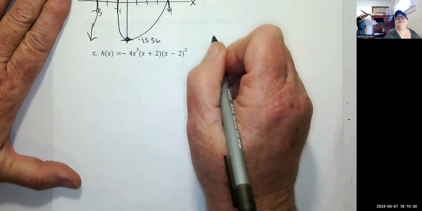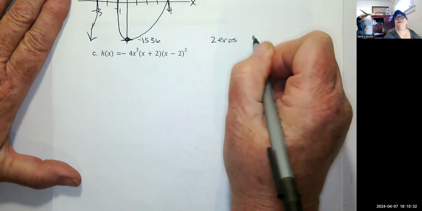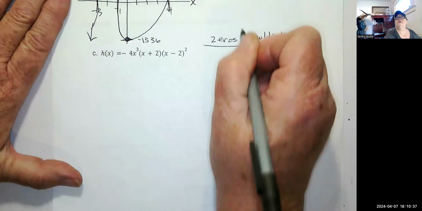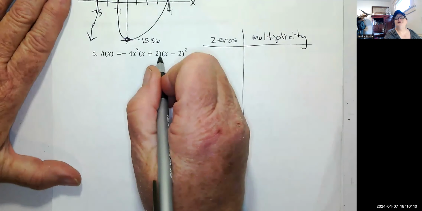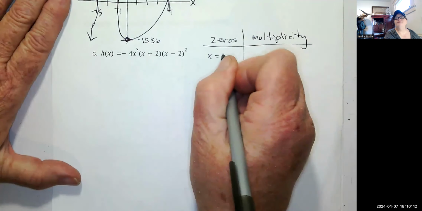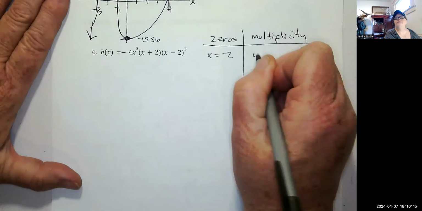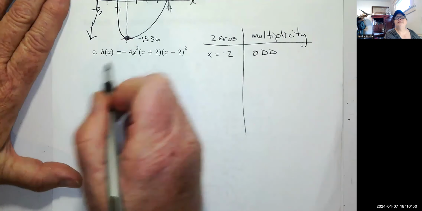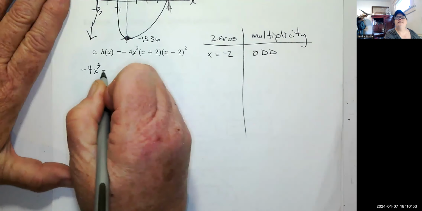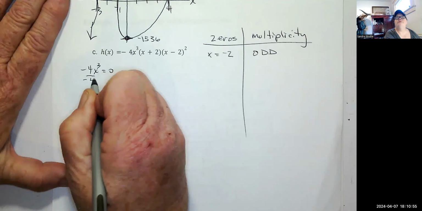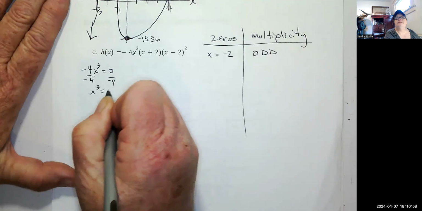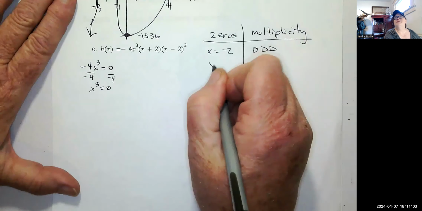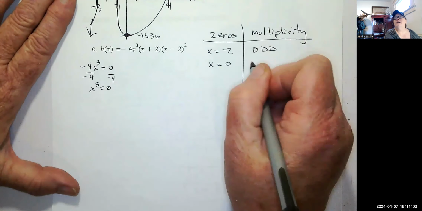We've got, let's do our zeros. Zeros, multiplicity. You will have to do this on the test. I will ask for it. So x plus 2, I'm going to set equal to 0, and that's x equals -2 with an odd multiplicity. Oh, I forgot one. I've got this guy right here. This is x equals 0, because if you take -4x cubed and set it equal to 0, and you solve, divide both sides by -4, and that's x cubed equals 0, and then you take the cube root, and it's just going to be x equals 0. So let's put x equals 0, and that's got an odd as well.